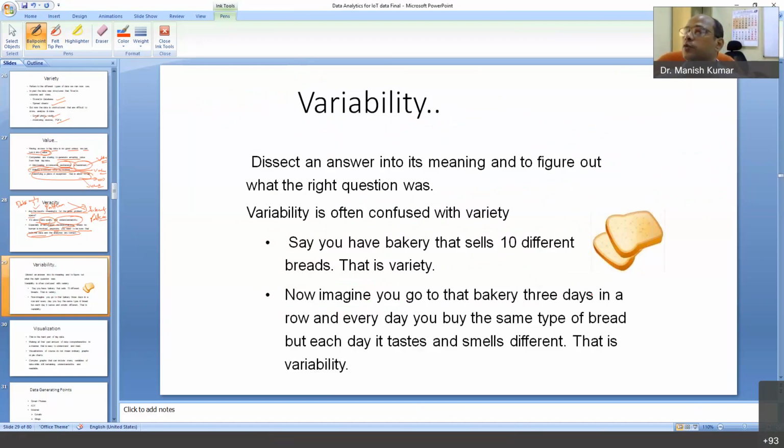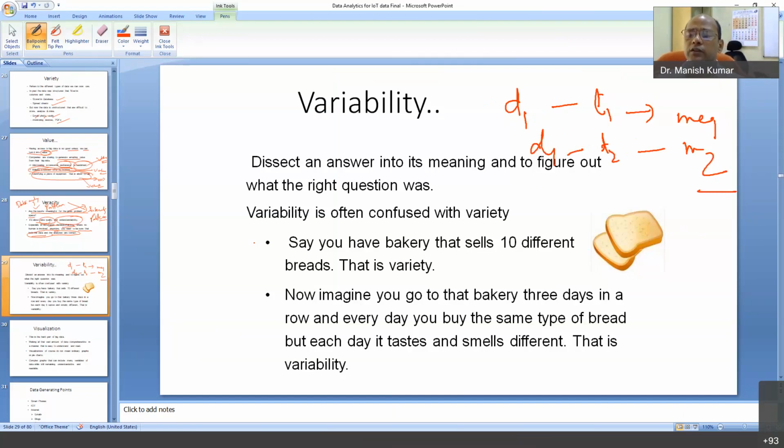Variability is something that talks about data which tells you a different meaning at different times. That means you have the same data D1, but at T1 it has a different meaning, and the same data D1 at T2 has a different meaning. So this is variability.